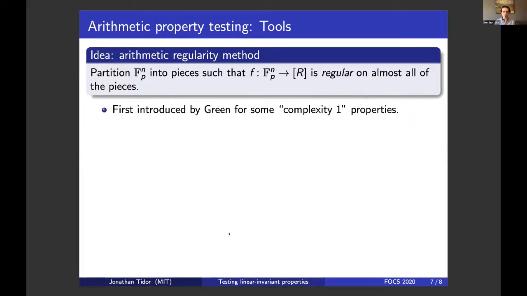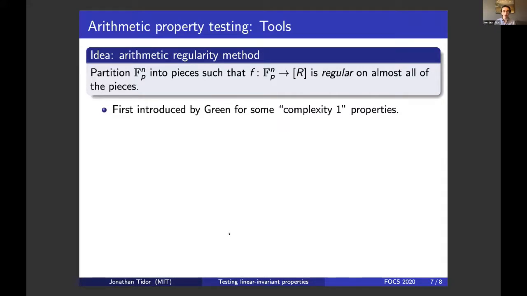So in broad strokes, the way the arithmetic regularity method works is you have a function f on your finite field vector space that you want to understand. So what you do is you chop up your vector space into nice pieces such that the function you're studying restricted to most or almost all of these pieces behaves nicely. It has to be what's called regular or quasi-random.